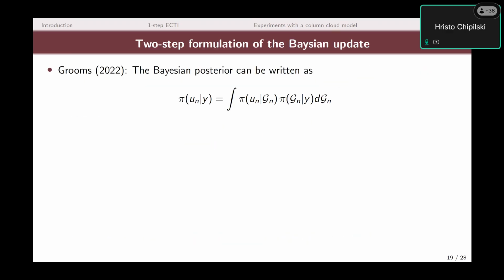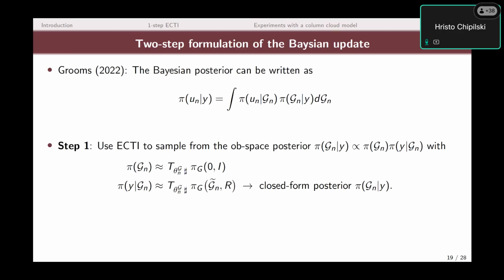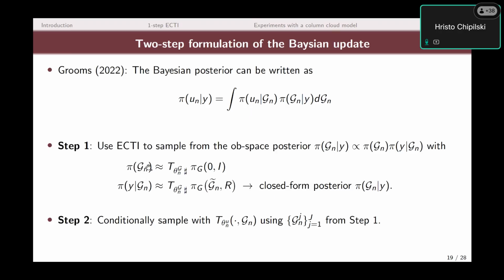Now, as Molly nicely led to this theory, there is a two-step formulation of the Bayesian update that we're going to utilize here. I can write the posterior using this integral identity that was described in Grooms 2022. And now I'm going to do a two-step update, where in step one, I'm going to sample from the observation space posterior using the marginal transport map over G. And then for step two, I'm going to plug the samples back into the conditional transport map in order to get a sample from the desired posterior.